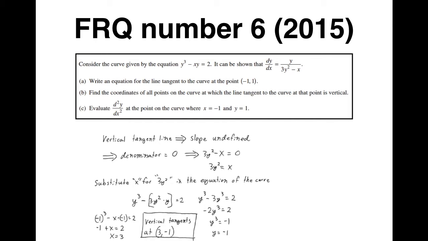The other possibility was to substitute y equals negative 1 here. 3 times negative 1 squared equals 3, so x equals 3. In the end, the student writes the answer to the question: there are vertical tangents at the point 3, negative 1.